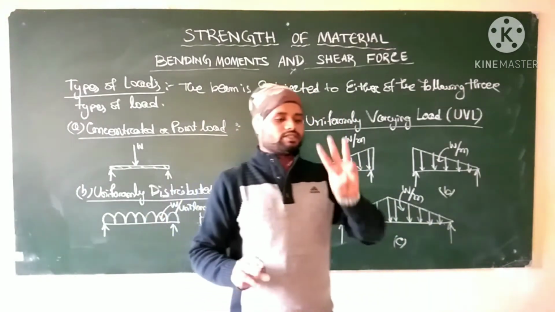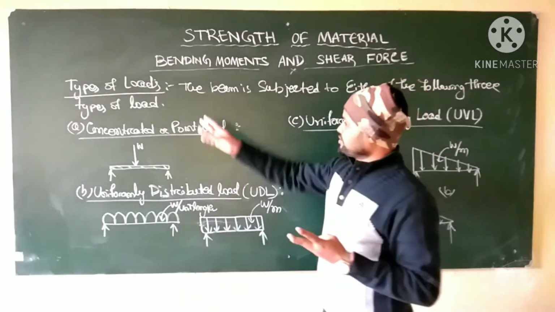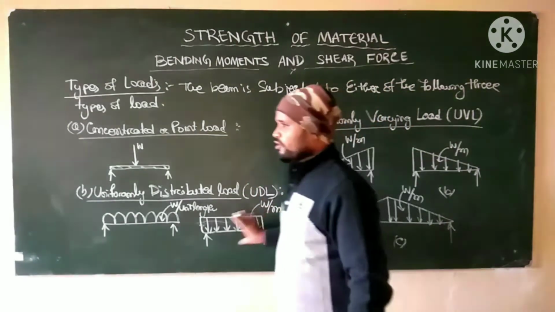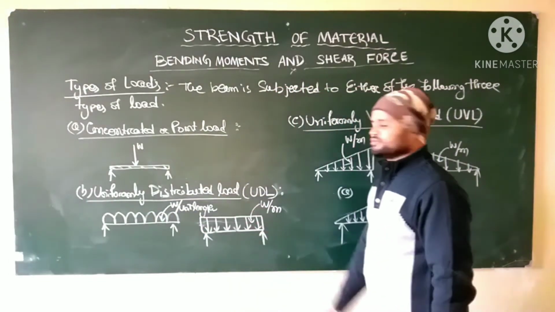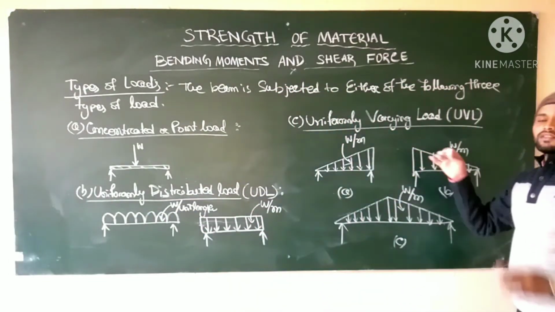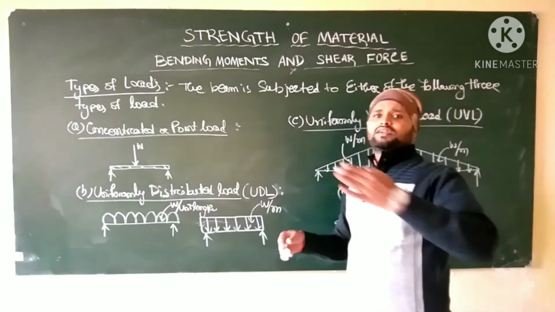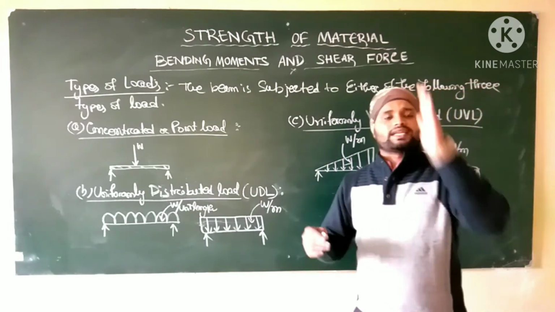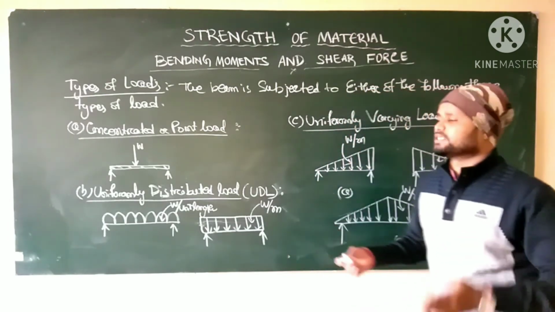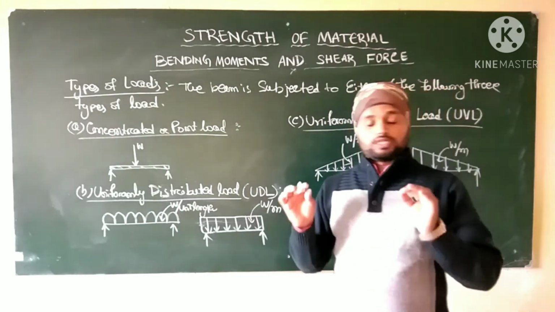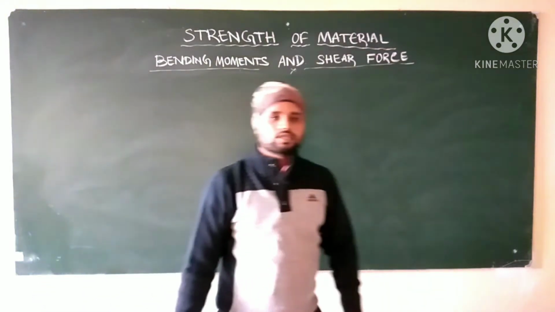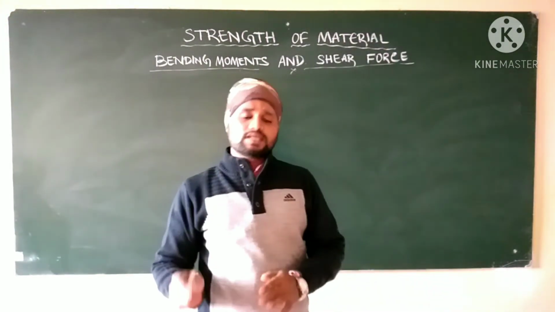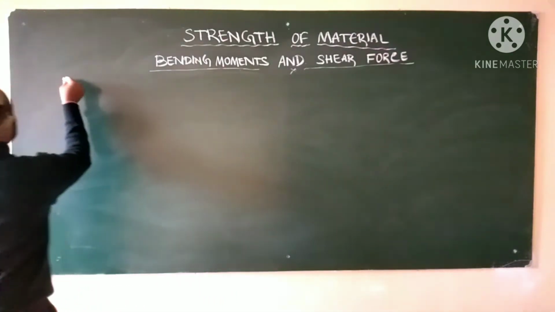So here the three figures are uniformly varying loads. So there are three types of load: concentrated load or point load, then uniformly distributed load, where the load is distributed uniformly along the beam, and uniformly varying load, where the load varies according to the length. It may increase, it may decrease, or up to some extent it will increase and after that it will decrease. These are the three types of loads. Next we will study shear force and bending moment. What is shear force? What is bending moment? First write shear force.